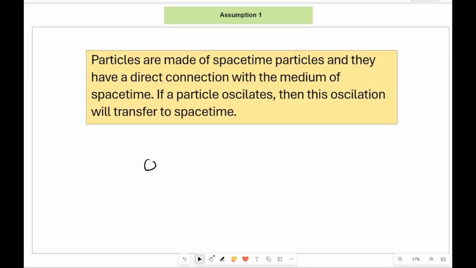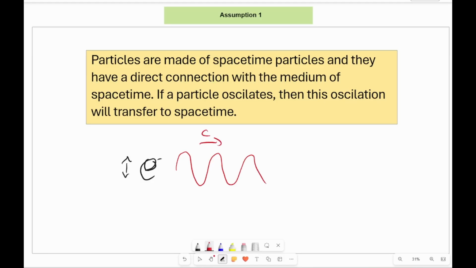So maybe we just do an electron. If the electron's wiggling up and down, then we're going to get a wave, and that's going to be at c. And likewise, you could also have this electron wiggling forward and backward, and you're also going to get some sort of wiggle that is moving at c.